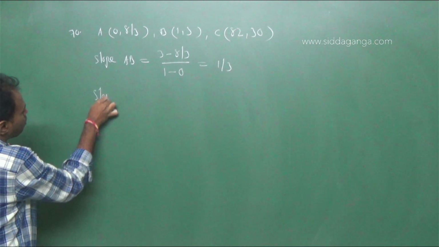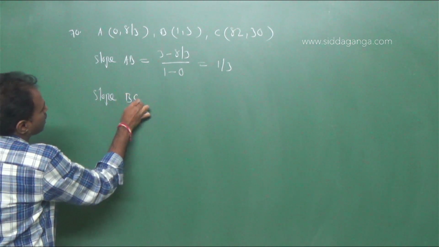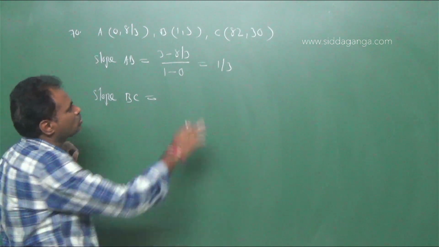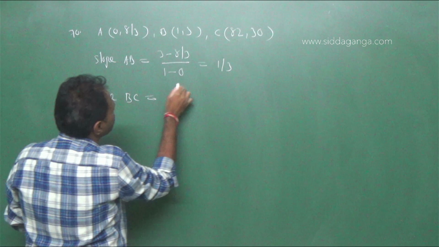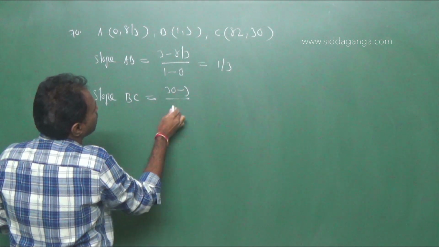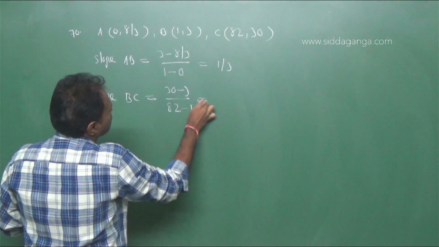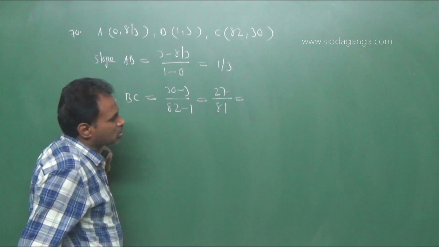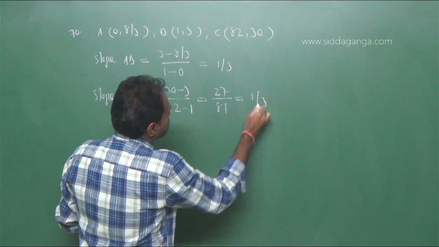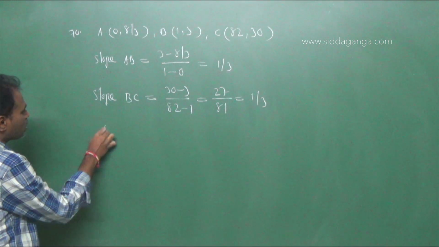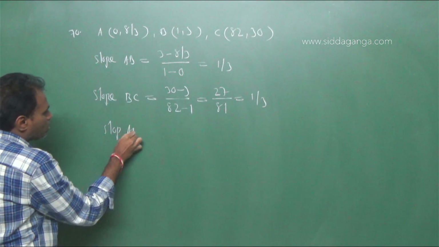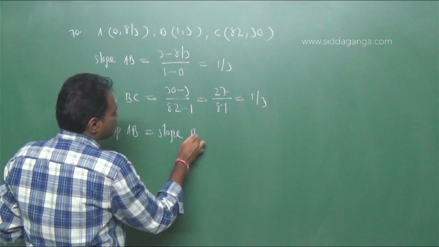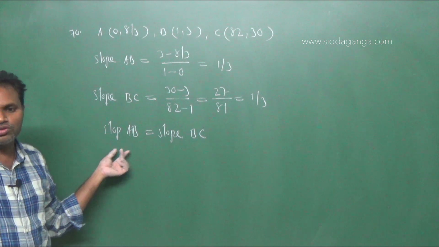Next, slope of BC. Slope of BC is again y2 minus y1 by x2 minus x1. That is 30 minus 3 divided by 82 minus 1. That is 27 by 81. Therefore, 27 3s, that is 1 by 3. Therefore, slope of AB is equal to slope of BC.